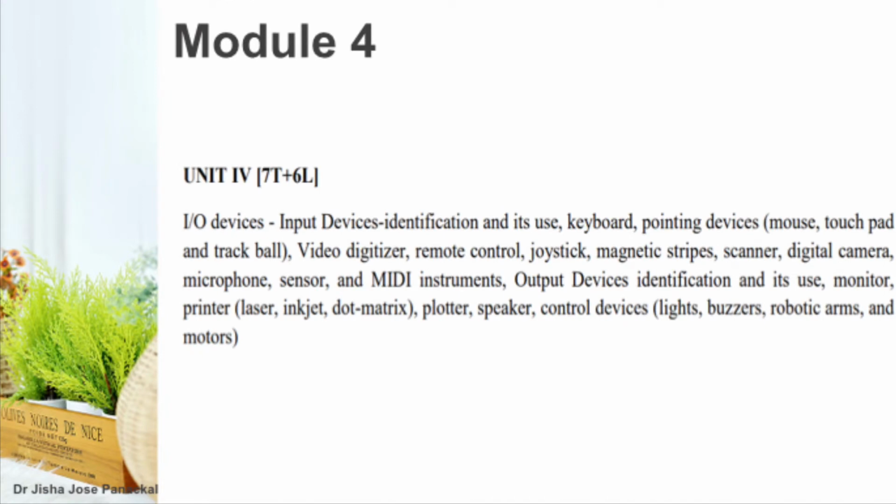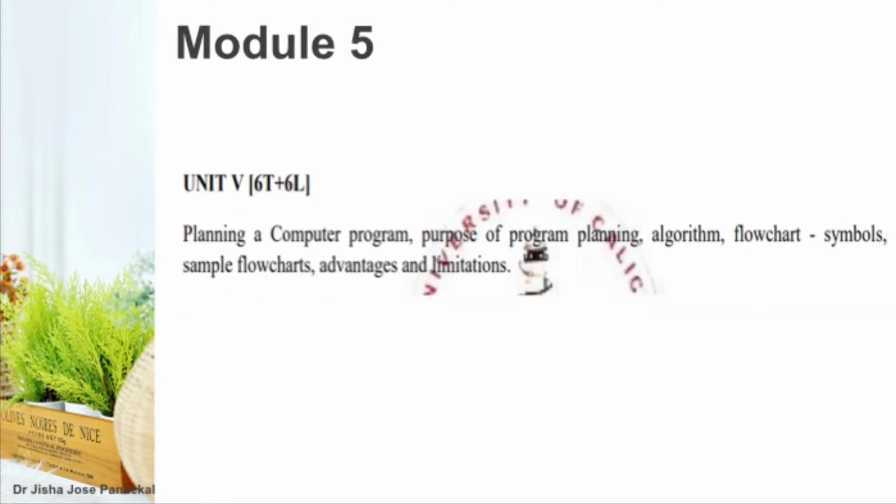Module 4 is a continuation of Module 3, for discussing the input and output components and various devices used under each category. Module 5 will introduce how a computer program will look and how we can do planning for writing a computer program. It includes the basics of algorithms and flowcharting.